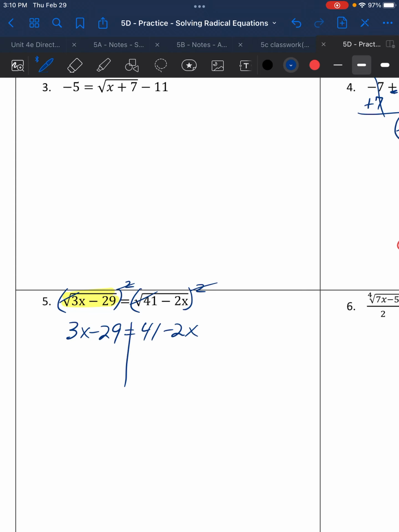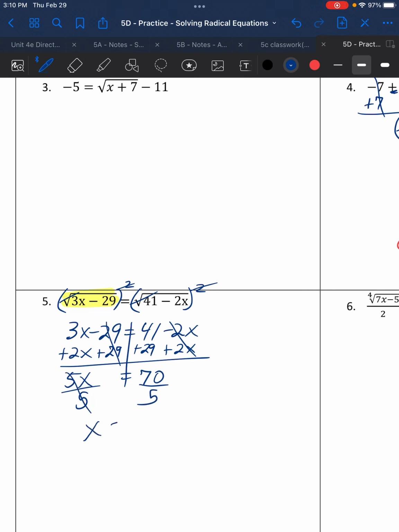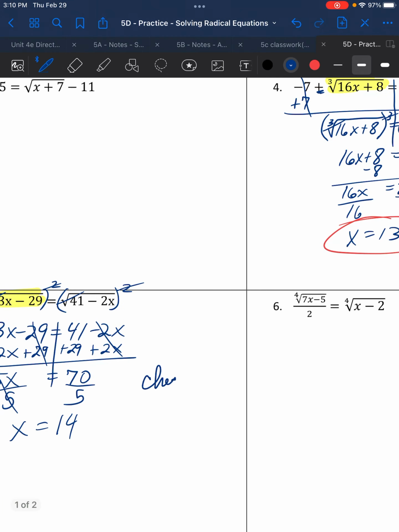And now I can solve by getting my like terms together. I'm going to add 2x to the left side, and I'm going to add 29 to the right. And I have 5x equals 70. Divide by 5. I get x equals 14. Yeah, 14. So now I've got to check this.